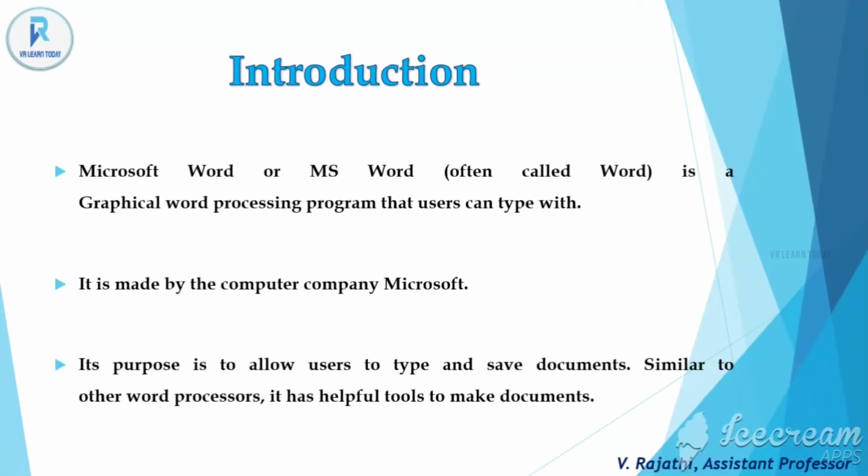So first, introductions. Microsoft Word, or MS Word, often called Word, is a graphical word processing program that users can type with. It is made by the computer company Microsoft. Its purpose is to allow users to type and save documents. Similar to other word processors, it has helpful tools to make documents.